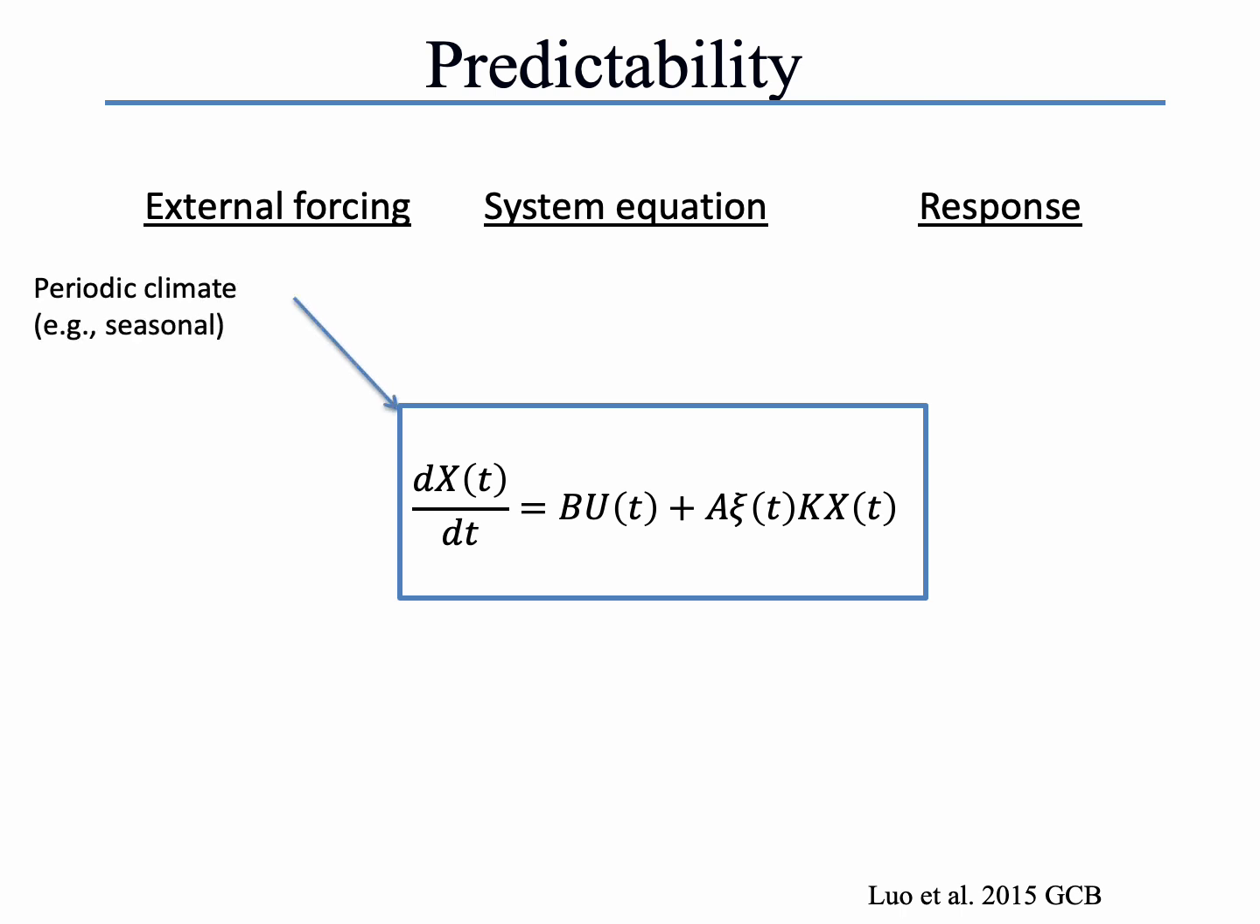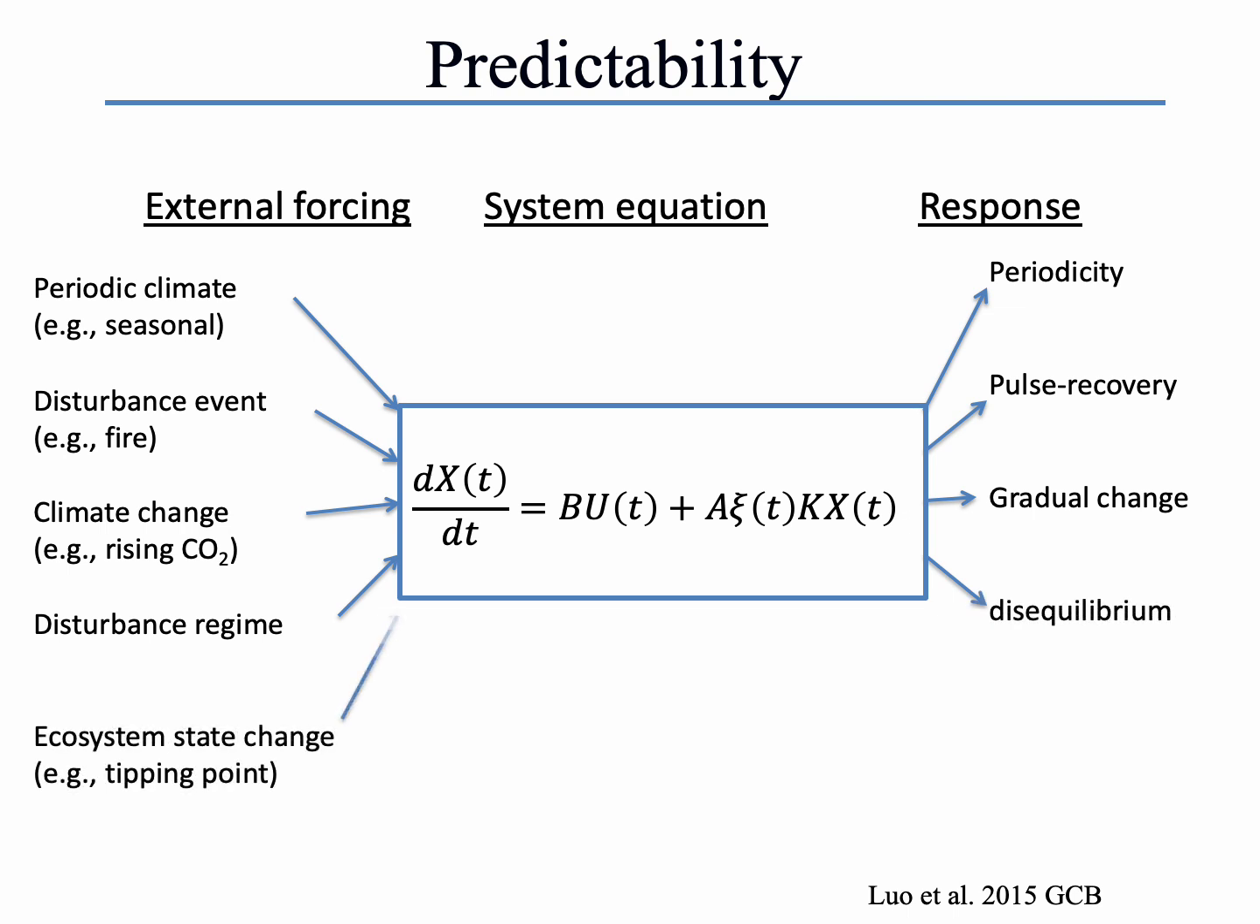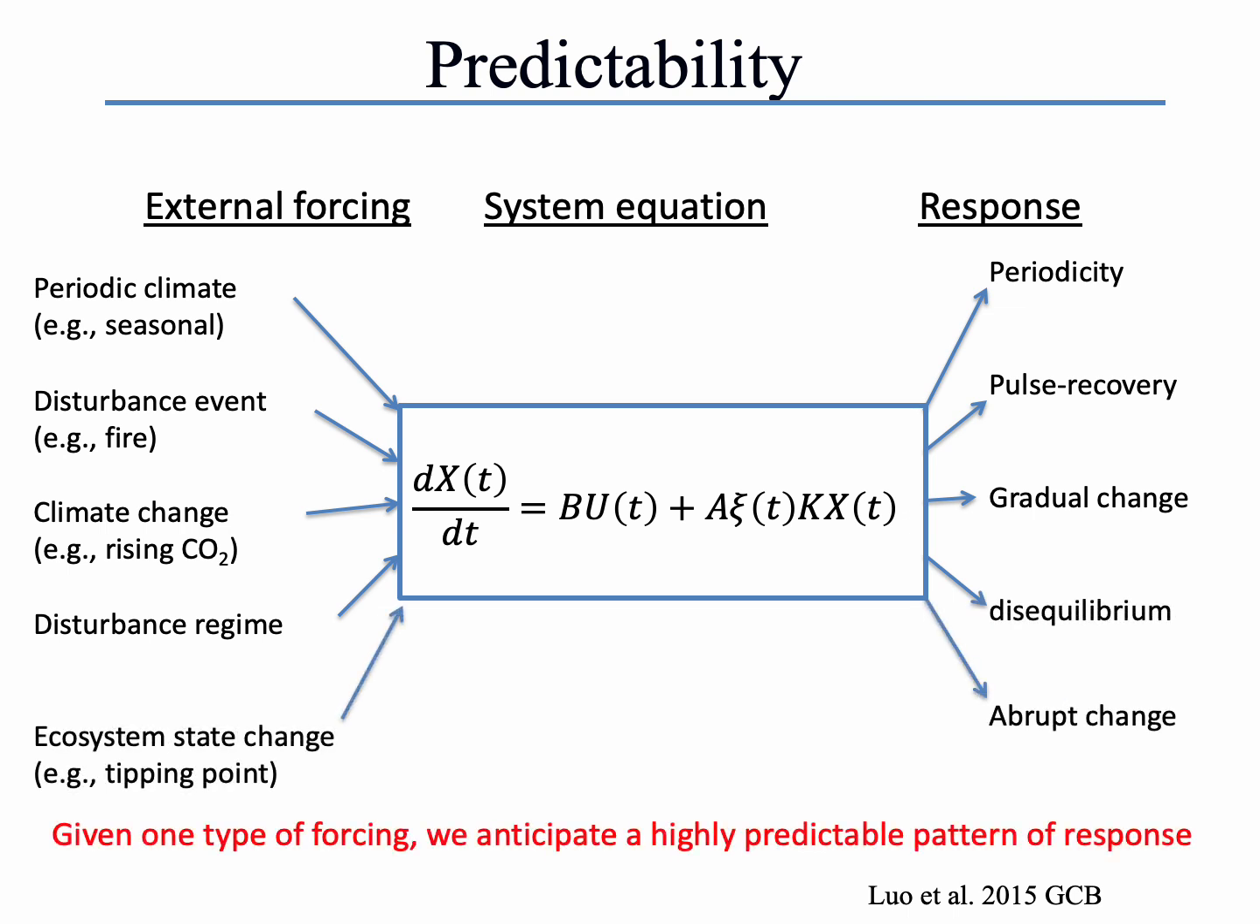Given one type of forcing, patterns of carbon cycle dynamics are usually highly predictable. For example, periodical climate forcing over seasons usually influences the carbon cycle system to generate periodicity in carbon fluxes. Similarly, when fire disturbance events generate a pulse release of carbon from land to the atmosphere, it is followed by gradual recovery.